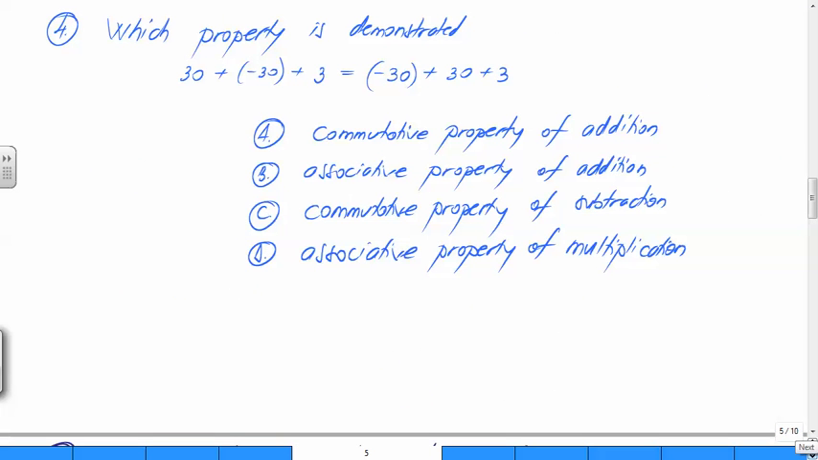Moving on. Which property is demonstrated? 30 plus negative 30 plus 3 equals negative 30 plus 30 plus 3. Well, first of all, you have commutative property of addition, associative property of addition, commutative property of subtraction. Well, we don't have any subtraction, right? Associative property of multiplication, we don't have any multiplication. Is it commutative or is it associative? What do you guys notice? We only have a switching of places, which means this is the commutative property.